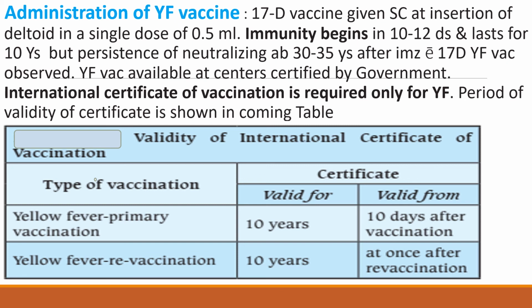Yellow fever vaccine is available at centers certified by government. International certificate of vaccination is required only for yellow fever. Period of validity of certificate is shown in the coming table. Yellow fever primary vaccination is valid for 10 years, valid from 10 days after vaccination. Yellow fever revaccination is valid for 10 years, valid at once after revaccination.